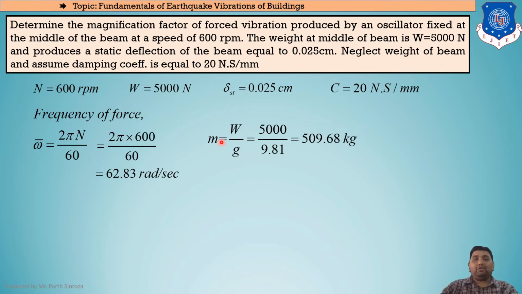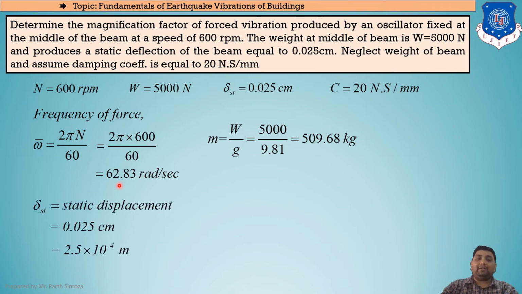So mass first of all will be equal to weight upon g, that is gravity. W equal to mg, so m will be equal to W upon g. Weight is given in the question to be 5000 Newton, and g, that is acceleration due to gravity, we will always be taking it to be 9.81. So solving it, we are getting the mass of the body to be 509.68 kg.